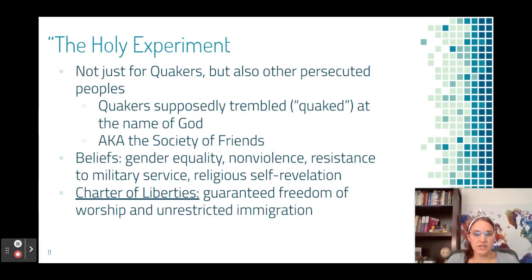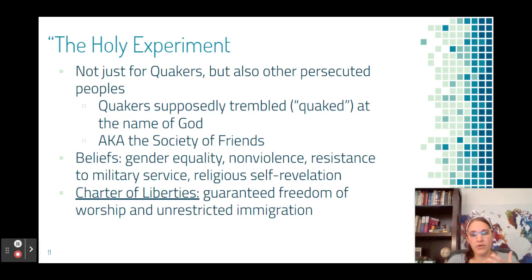So it's called the Holy Experiment because it's not just for Quakers, and Penn wanted to see if he could allow for religious freedom while also maintaining a profit. And Quakers have some unique beliefs in comparison to the Puritans of New England. They believed in gender equality, nonviolence. They were resistant to military service, and they believed that self-revelation would occur in regards to religion, not revelation from the Bible.